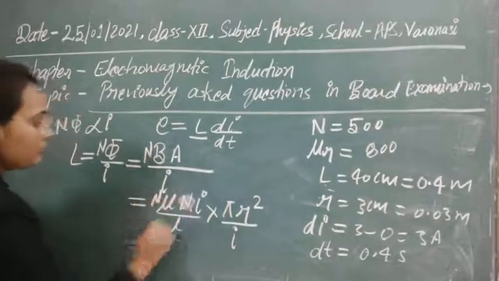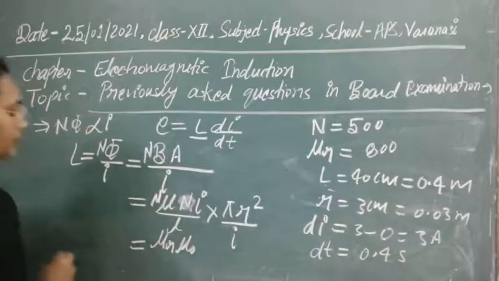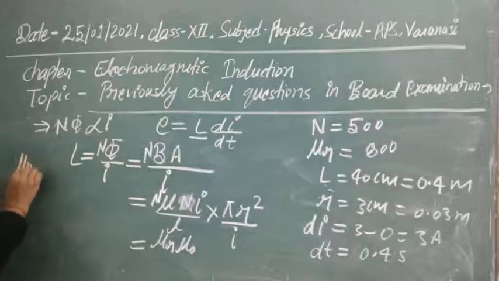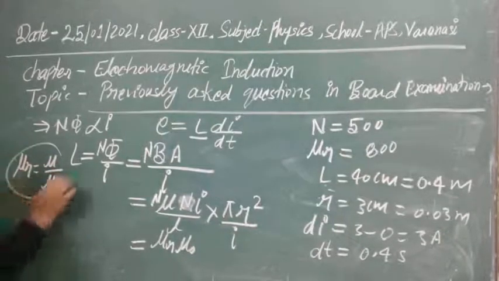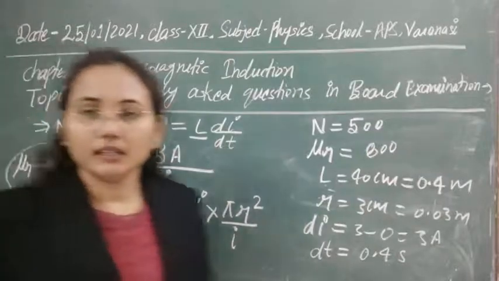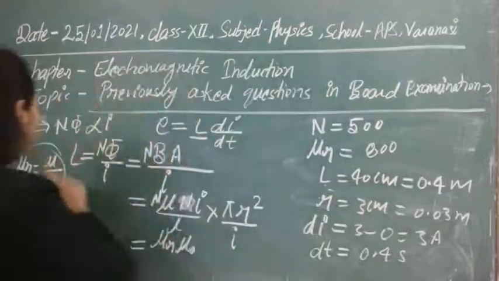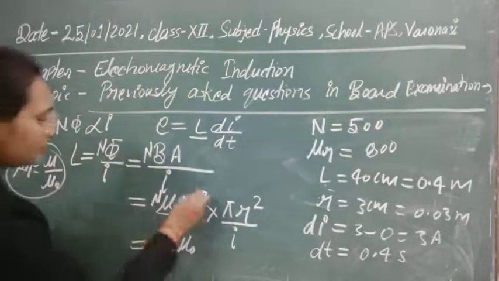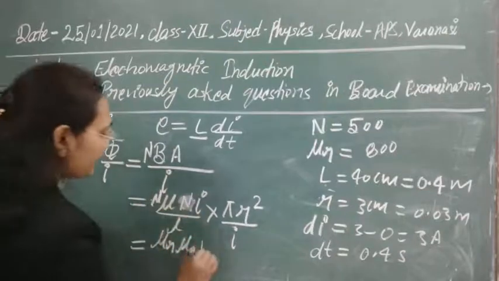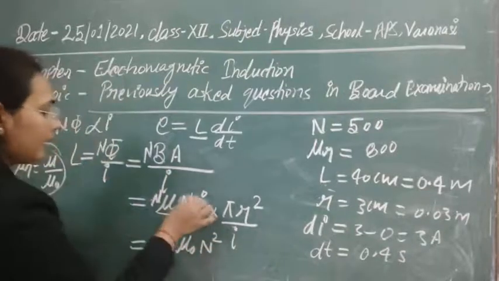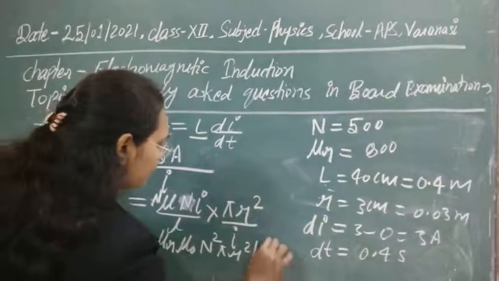And in place of mu, you can write mu r mu 0, because you know that relative permeability is defined as the permeability of the material to the permeability in free space, or air core. So with the help of that you can find it out, as in place of this there will be mu or mu 0. Here this will be N square, I will be cancelled out. This is pi r square upon L.